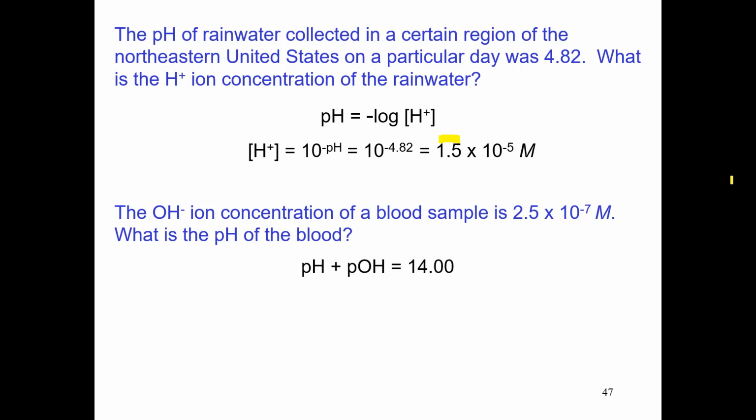But I'm going to use this expression we just derived. pH plus pOH equals 14.00. Okay, I'm putting as many sig figs as I need in there. So what is the pOH? Well, it's minus the log of the hydroxide ion concentration, which is minus the log of 2.5 times 10 to the negative 7, which is 6.60.